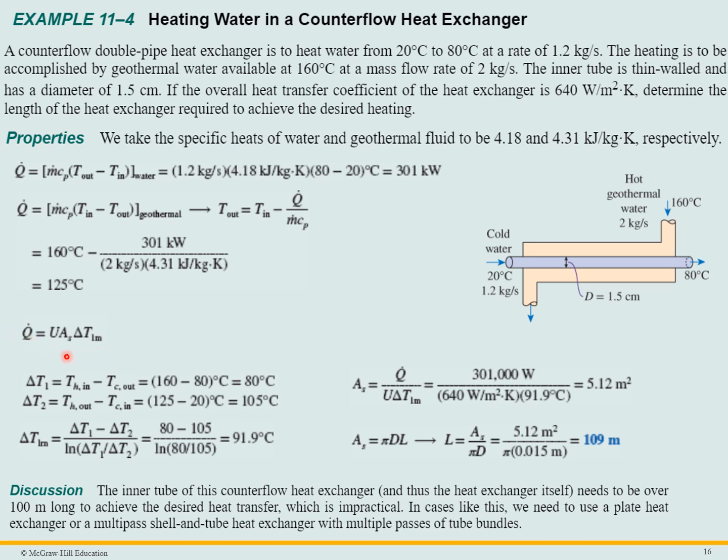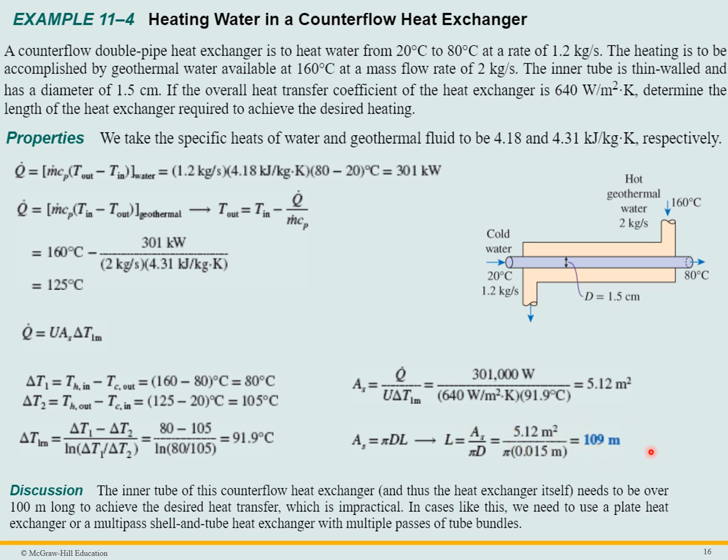We can plug in the formula here. We know everything we need to know. Q dot is the same as 301 kilowatts. U is given, delta T LM we calculated. The only thing we don't know is the area. So we can plug that in, calculate 5.12 square meters. So remember, if this is a pipe or a tube, the area is given by pi times the diameter times the length. So the length we can calculate, and we get 109 meters.